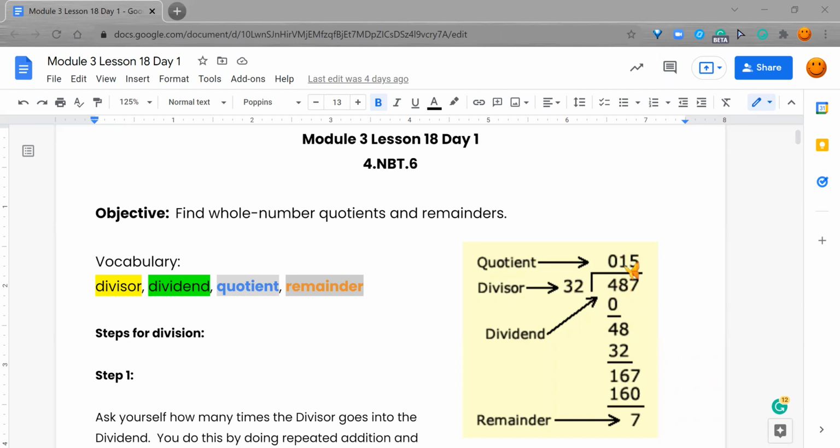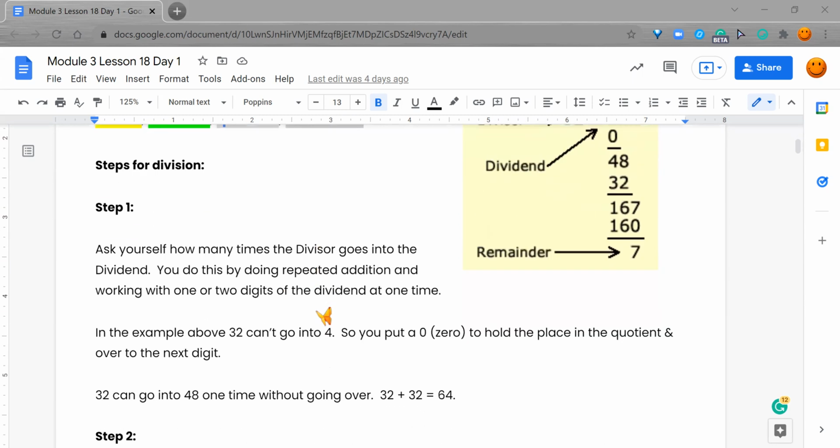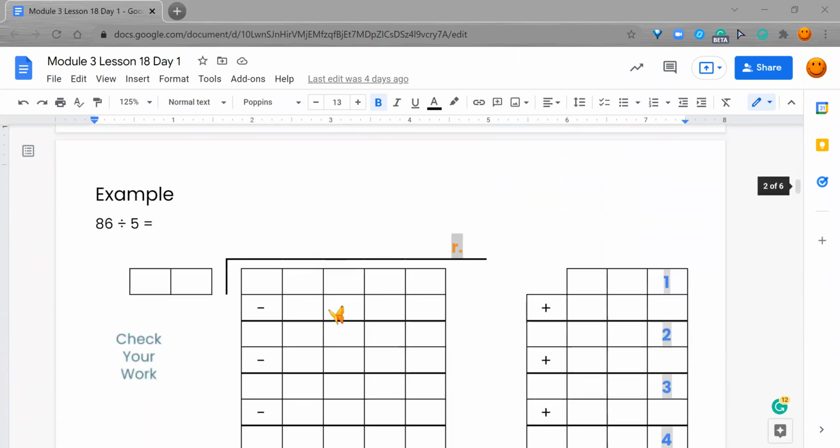What is a quotient? Very nice. It's how many groups we have. And the remainder? Very good. It is what we have left over of our dividend that cannot be divided into our divisor. Very nice. I'm glad you know your vocabulary words. So let's go put our vocabulary words into action. Let's go to the example.